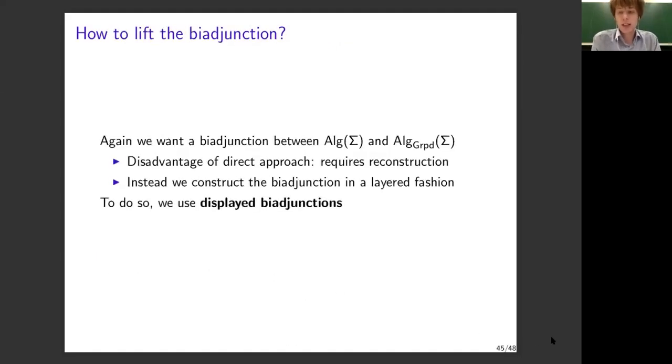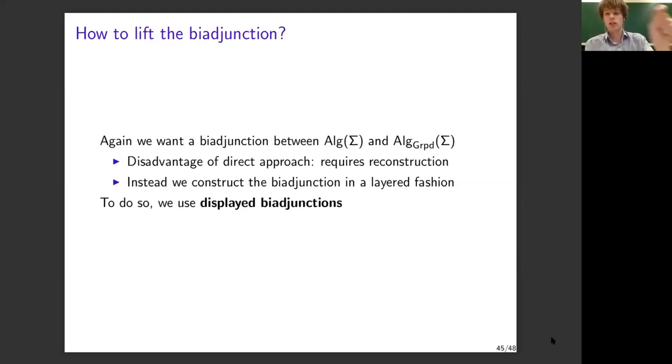So now the question is, how can we lift this bi-adjunction? And again, we will use displayed machinery. So the reason why we used displayed machinery before was to prevent reconstruction. The ultimate bi-adjunction will be between algebras, and these have several components of structure. And what we want to do is we want to construct this bicategory component-wise.